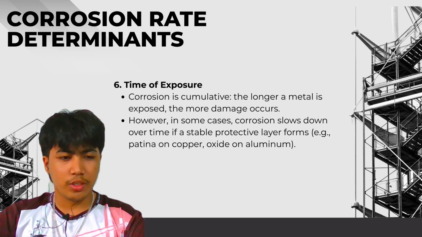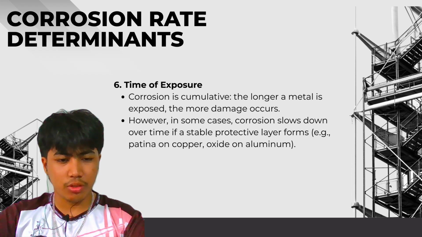Number 6. Time of exposure. Corrosion is cumulative. The longer a metal is exposed, the more damage occurs. However, in some cases, corrosion slows down over time if stable protective layers form. Example: patina on copper, oxide on aluminum.